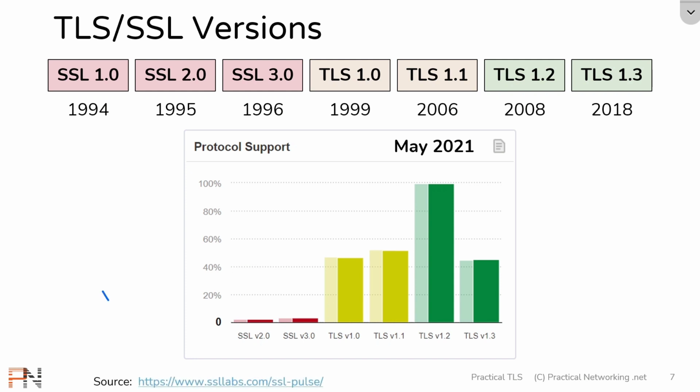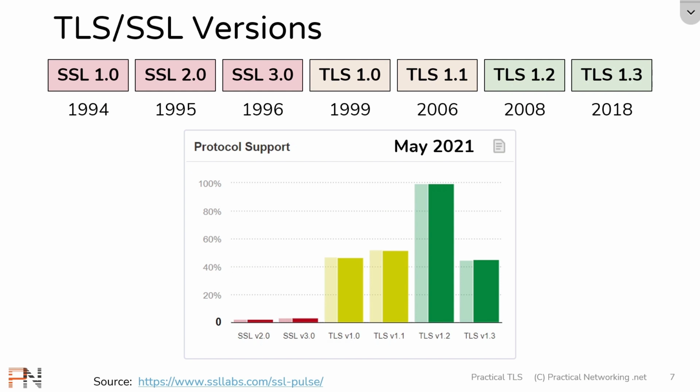This graph was obtained from SSL Labs. They poll the entire internet and collect a bunch of cool SSL related statistics and put them into a neat report they call the SSL Pulse. This graph is from their report from May 2021. It shows us that about 99% of the world supports TLS version 1.2, and about 45% of the world supports version 1.3, and about 50% support TLS version 1.1, and a little bit less than that support TLS version 1.0.